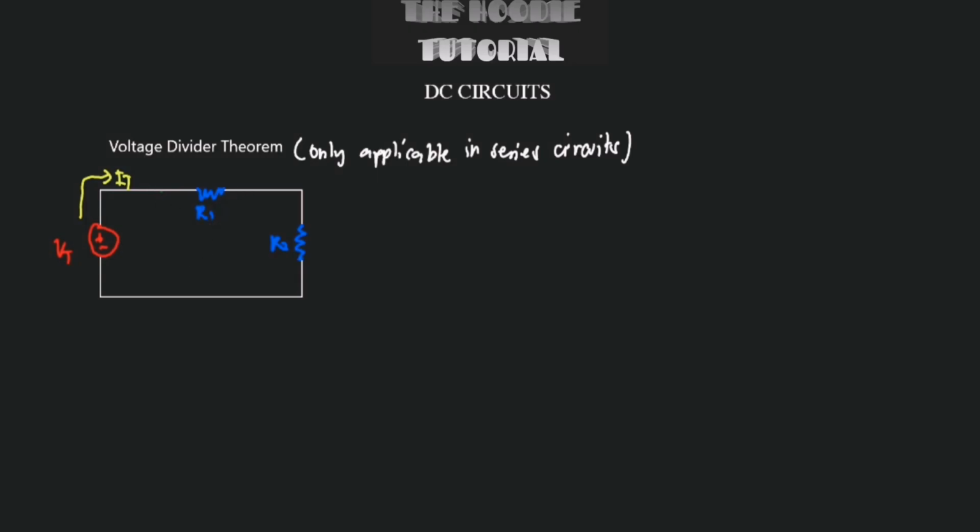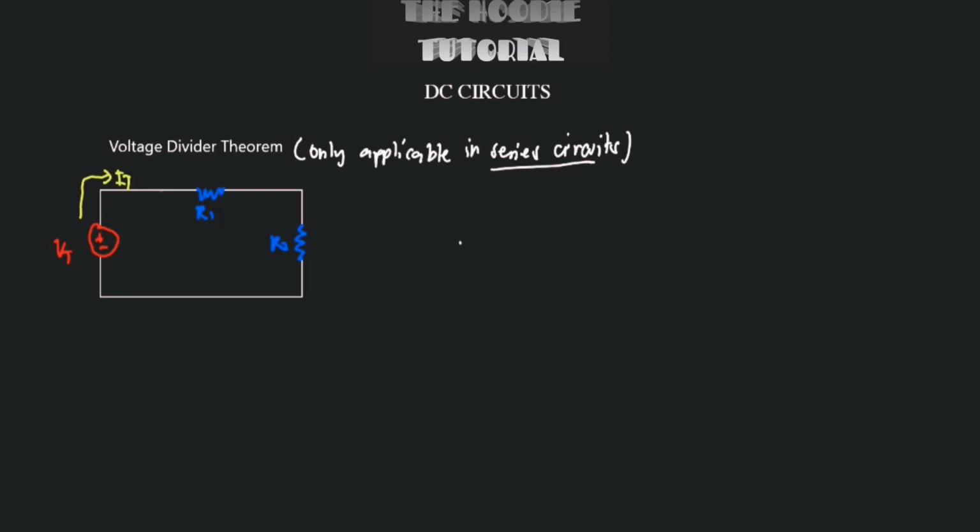So this time we're going to talk about the voltage divider theorem under DC circuits. The voltage divider theorem is useful when we try to find the voltage drop across each of the resistors. However, it is only applicable in series circuits. So what is the reason why it is only applicable in series circuits?